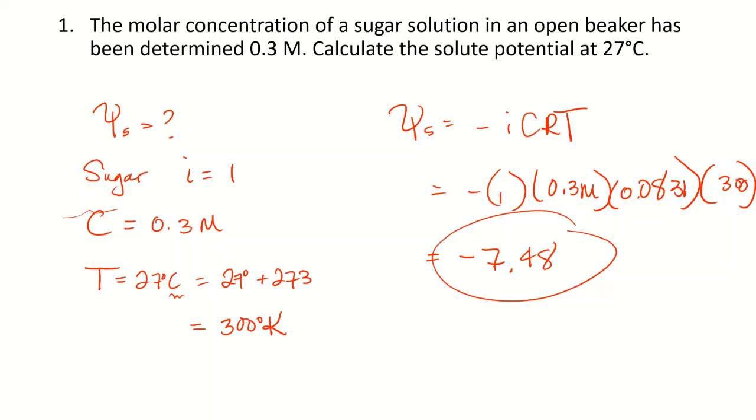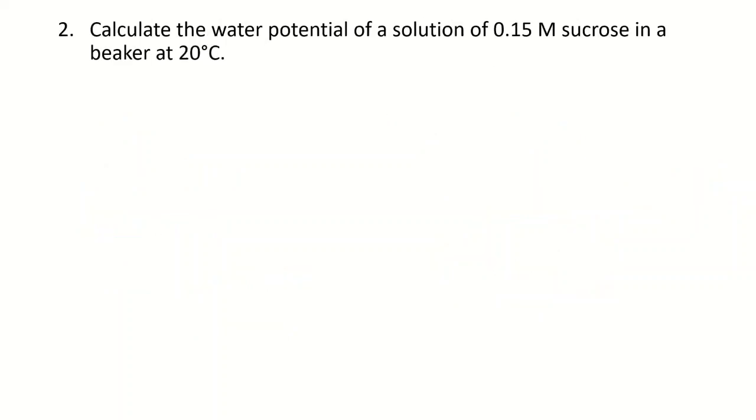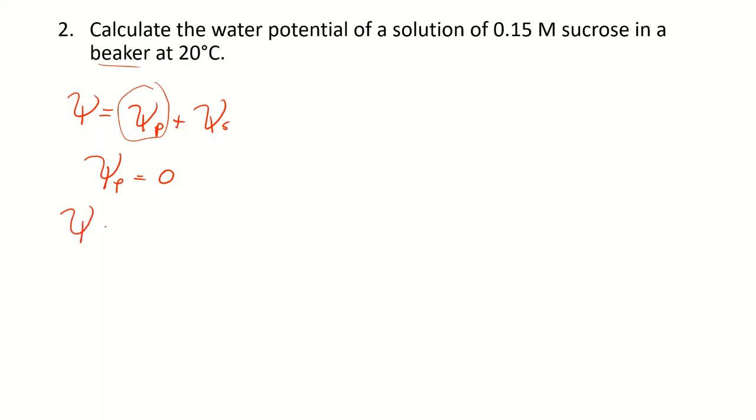All right, let's go on to number 2. Number 2 asks you to calculate the water potential of a solution of 0.15 molar sucrose in a beaker at 20 degrees Celsius. So it helps if we know our equations. So I'm going to just go ahead and write them out here. Our total water potential is going to be our pressure potential plus our solute potential. Our pressure potential, if we're in an open beaker, which it looks like we are, is going to be 0. Therefore, our water potential is going to be equal to our solute potential.